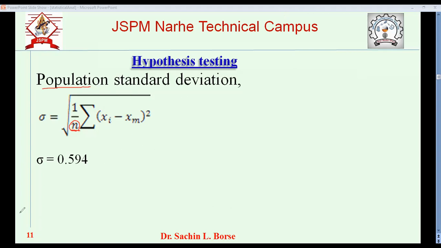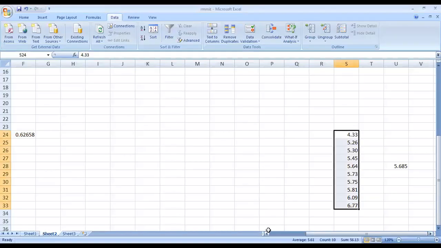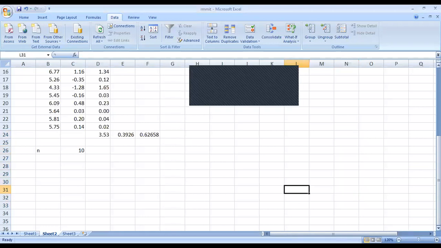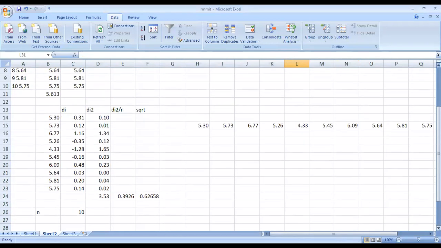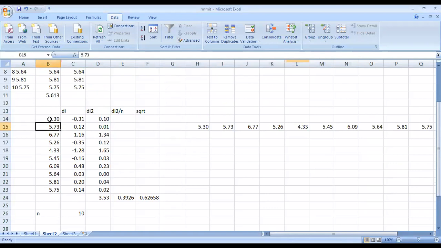Okay, how will you start? So again, I will go to the Excel. First you write down the readings here. These are the readings. Then you find the root mean square of deviation. What is the name of the standard deviation? Root mean square. So first you find the deviation.